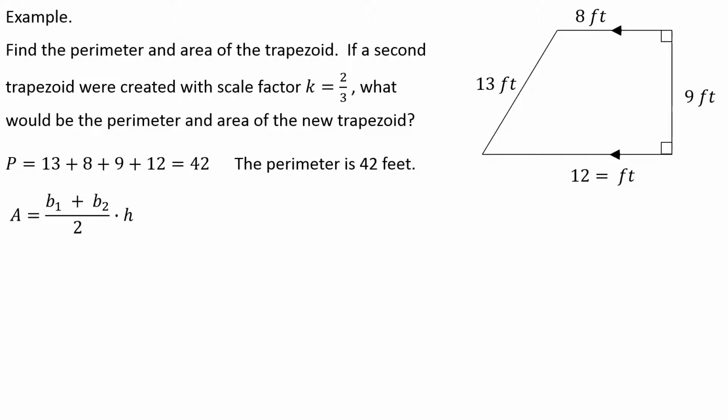Area. Of course, with a trapezoid, we're talking about, yes, thank you, Tinkerbell and Hannah, a trapezoid. We've got to average the bases and multiply by the height. So I've got base number 1 plus base number 2 divided by 2 times the height. 8 plus 12 over 2 times 9. So it looks like we come up with 90.